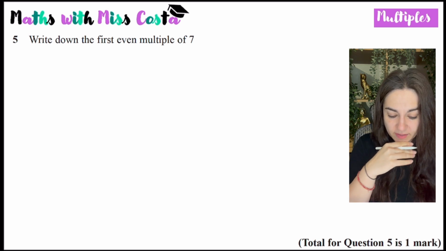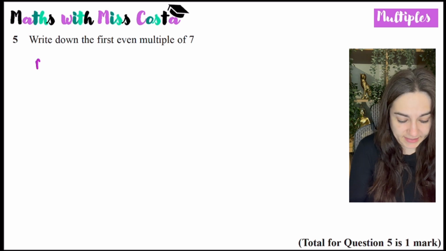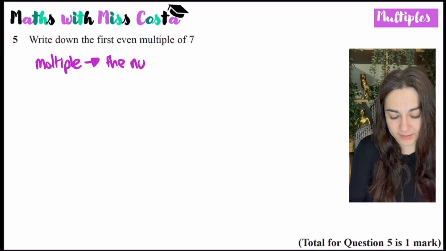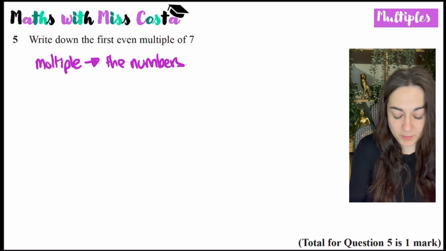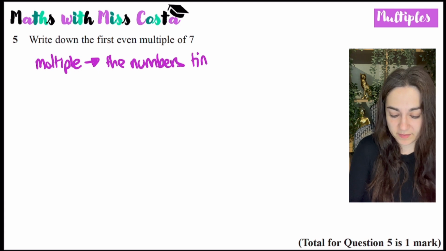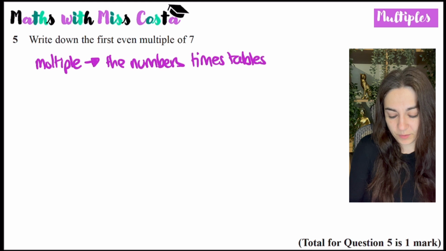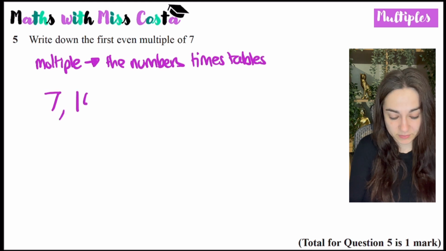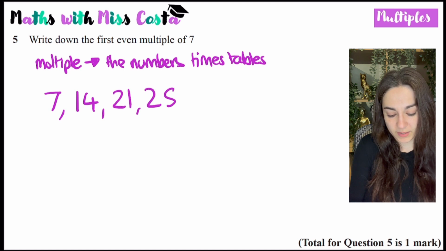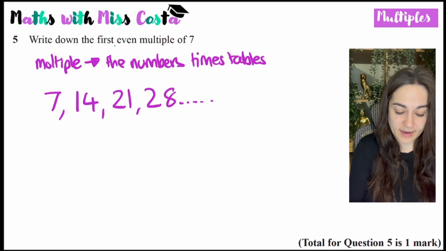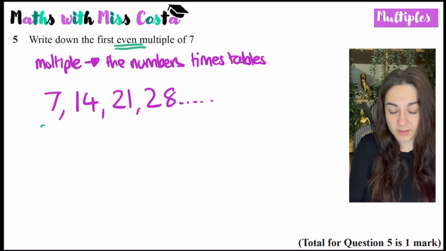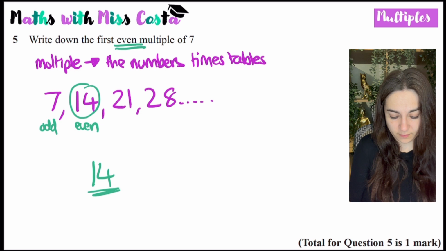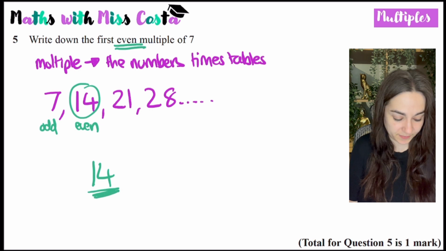Next, we are told to write down the first even multiple of 7. So a multiple is just the number's times tables. People always get multiples and factors confused, but multiples are the number's times tables. So what I could do is just start by writing the multiples of 7. Literally the 7 times tables would be 7, 14, 21, 28, and so forth. And they want the first even multiple. 7 is an odd number, 14 is even, therefore 14 is the first even multiple of 7.